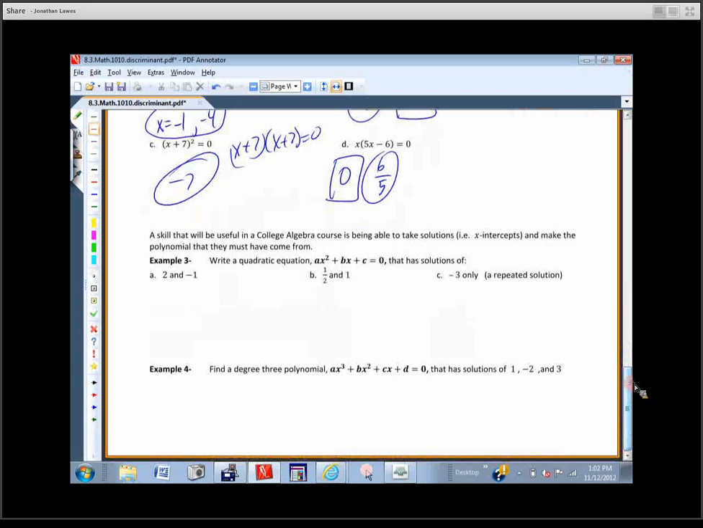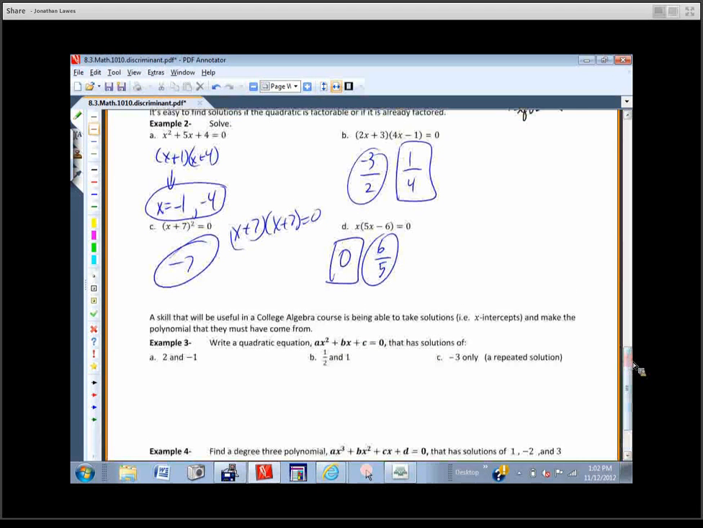Again, keeping in mind that you're going to use these same skills when you get to 1050. If you know what an x-intercept is, you can actually make the polynomial, or the quadratic in some cases, that had that for an x-intercept. So this says write a quadratic in the form ax squared plus bx plus c equals 0 that has these as solutions. So let's think about this for just a minute.